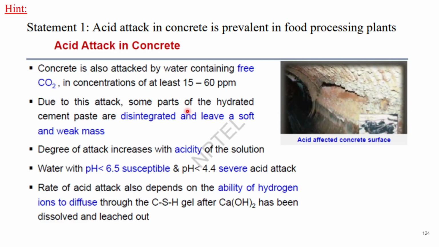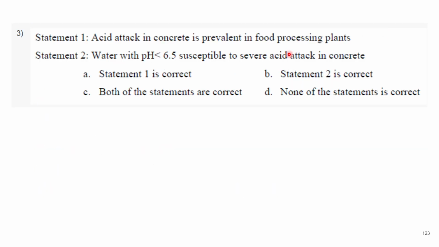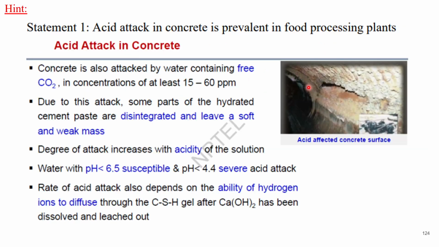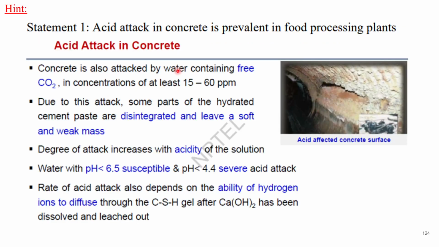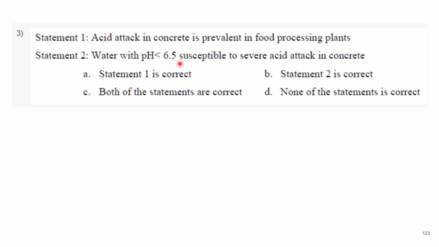So if you remember, acid attack in concrete is prevalent for food processing plants. So the first statement is correct. However, if you see here, water with pH less than 4.4 is susceptible to severe acid attack. So it is less than 4.4. 6.5 is only susceptible, not severe. So it is wrong. Only the first statement is correct. Therefore, A is the correct option. Statement 1 is correct is the right option.